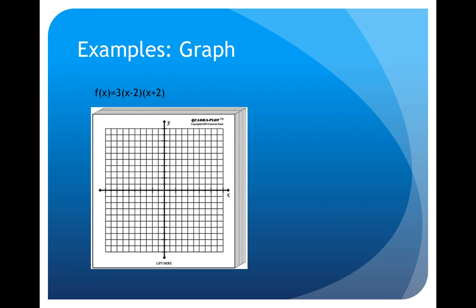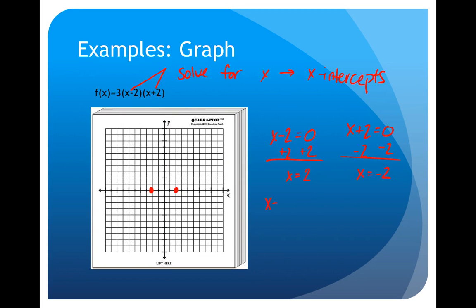We also have graphing in factored or intercept form. Remember that if we solve for x here, that's your x-intercepts. So if I take x minus 2 and set it equal to 0, I add 2 and I get x equals 2. Similarly, I can take x plus 2 equals 0, subtract 2, and I get x equals negative 2. This means that my graph is going to cross the x-axis at 2 and at negative 2.